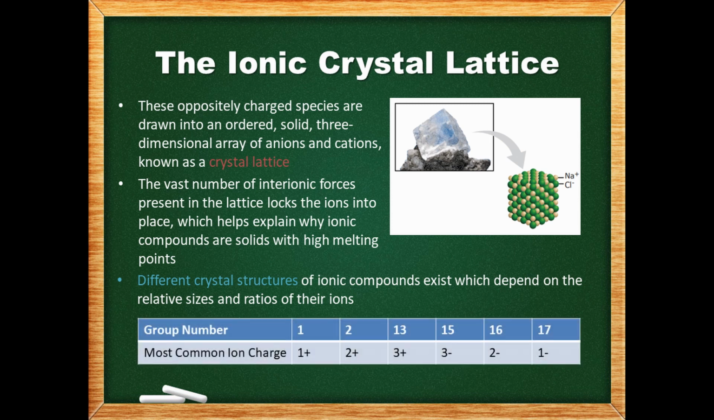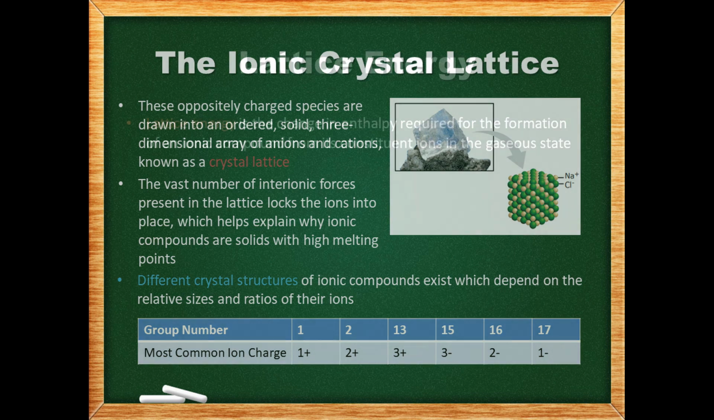Common ion charges are shown in this table. Recall that these elements tend to form stable ions by losing or gaining sufficient electrons to become isoelectronic with the nearest noble gas. Iso means same, so isoelectronic means having the same electron configuration.